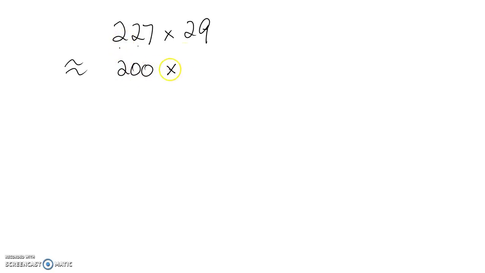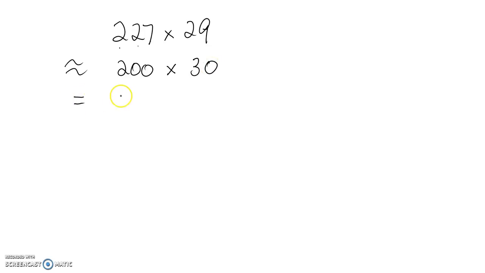Let's look at another example. 227 times 29. Look at our first digit's a 2, the number immediately after it's a 2, so that means this number won't go up. So that will be 200. The first number here is a 2, but this is a 9, so that must be rounded up. So that will be 30.